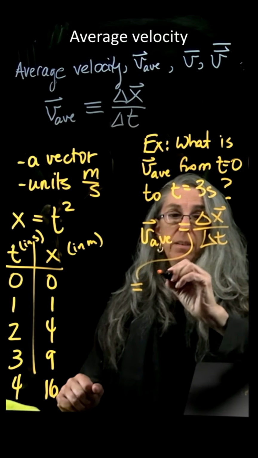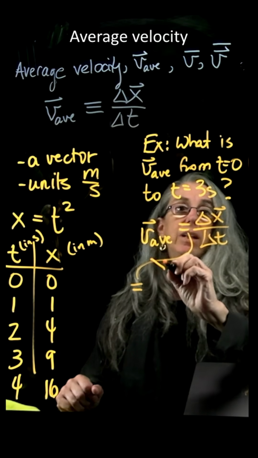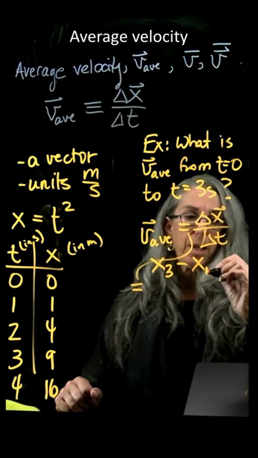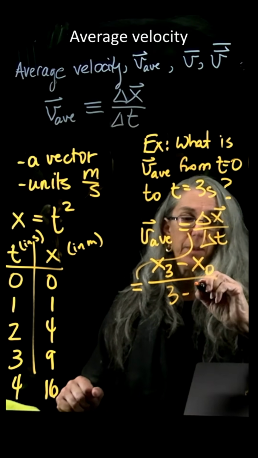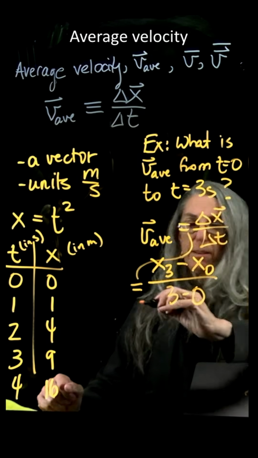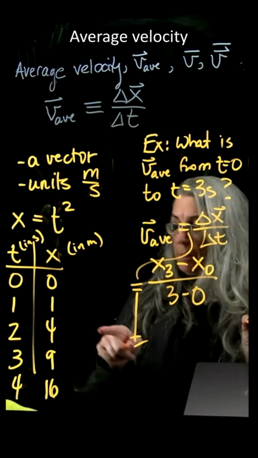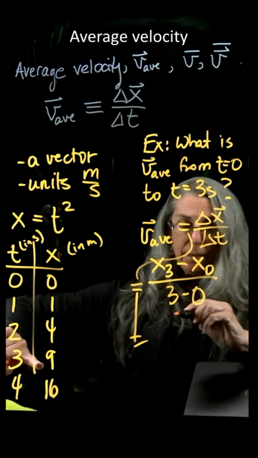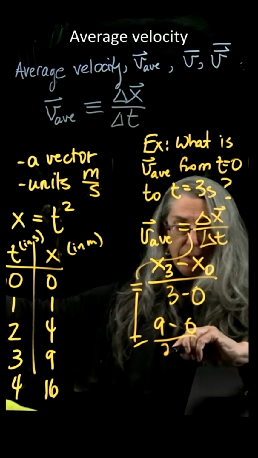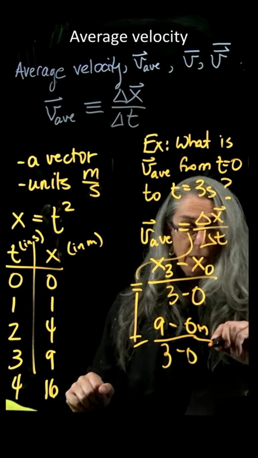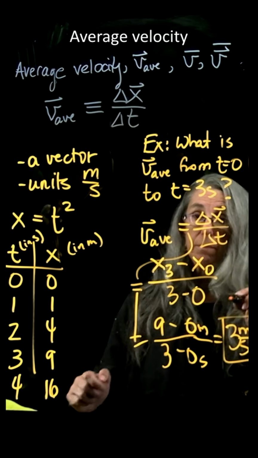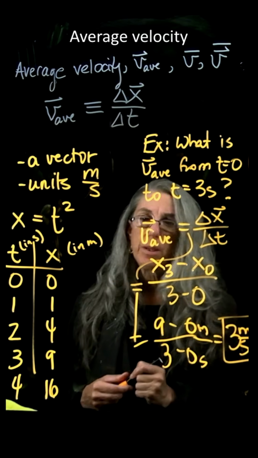The delta x is going to be the x value at 3 seconds minus the x value at 0. There's a lot of ways to write that. I'm going to write it as a subscript. And then on the bottom, the delta time is just the final time minus the initial time, just the 3 minus the 0. I can look over on my table to find out that when t equals 3, x equals 9, and when t equals 0, x equals 0. So I get 9 minus 0 meters over 3 minus 0 seconds. So I get 3 meters per second. 3 meters per second for that one.